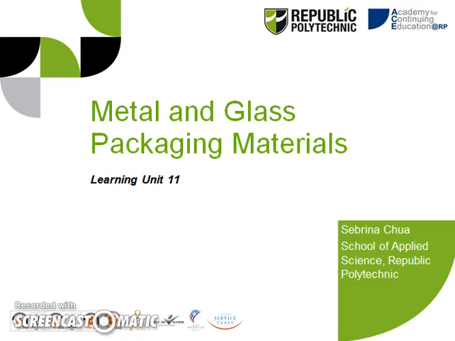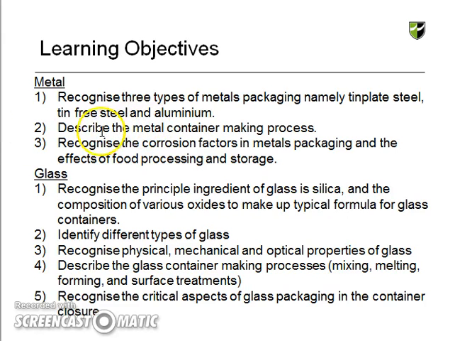In the next slide, we will look at the learning objectives of this problem. This problem is mainly focusing on metal and glass packaging materials. The first part of the metals that we'll be looking at will be to recognize the 3 different types of metals that we usually use for packaging, such as to make tins, to make Milo cans, and so forth. And they are mainly using tin plate steel, tin-free steel, and aluminium. We will look at the differences of tin plate steel and tin-free steel in the next slides.